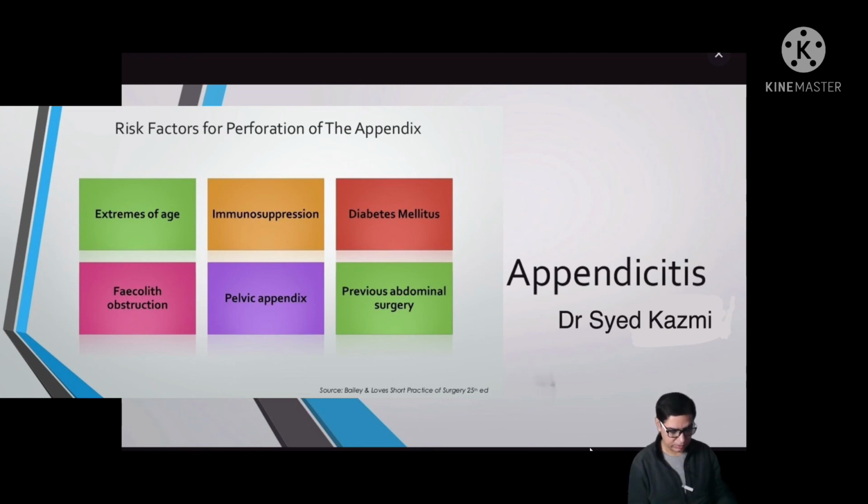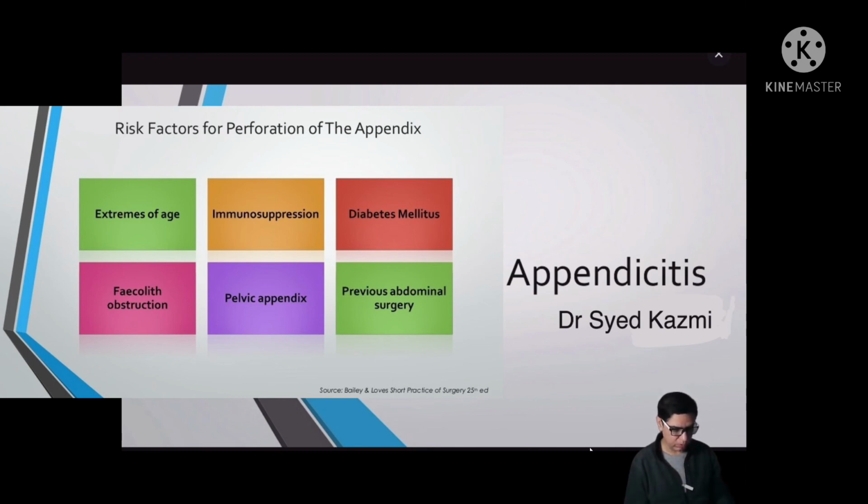Diabetics are more prone to develop perforation if they develop appendicitis. Similarly, fecolith obstruction, if somehow those people who are constipated, again, the theory is not that much proven, but somehow, for some reason, if the fecolith goes inside the lumen of the appendix, then obviously that would lead to appendicitis, but they say that at the same time, there are more chances that the appendix can burst.